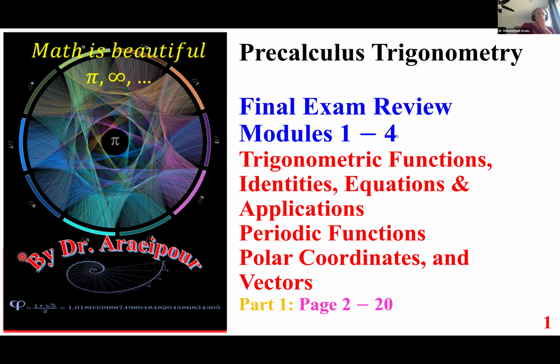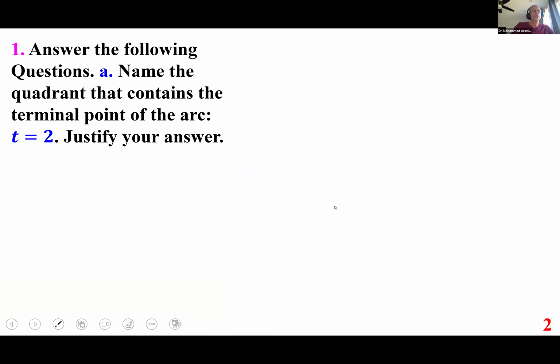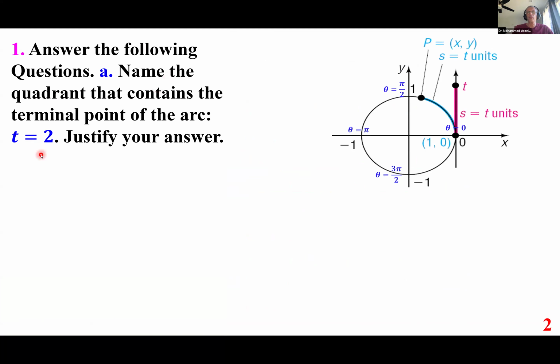Good afternoon, class. Here's the final exam review covering all four modules: trigonometric functions, identities, equations, applications, periodic functions, polar coordinates, and vectors. So the final exam is a comprehensive exam. So all we have to do is study all the modules, and we'll be in good shape. So answer the following. Name the quadrant that contains t equals 2.